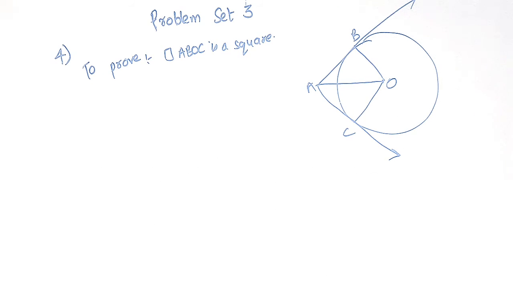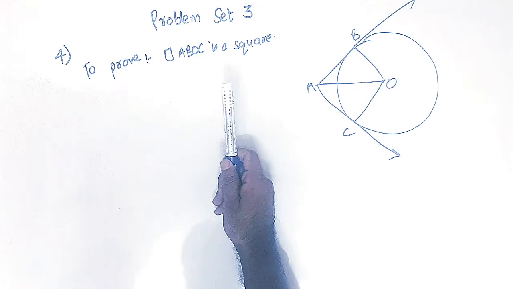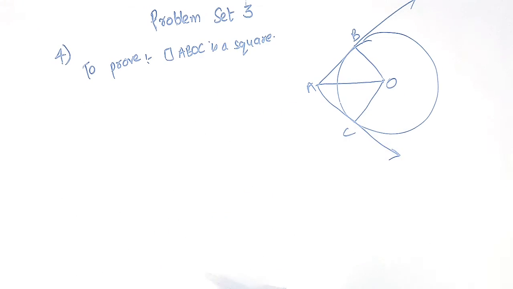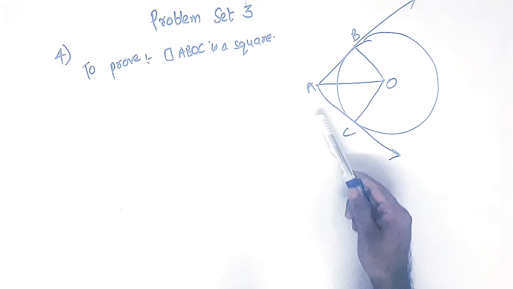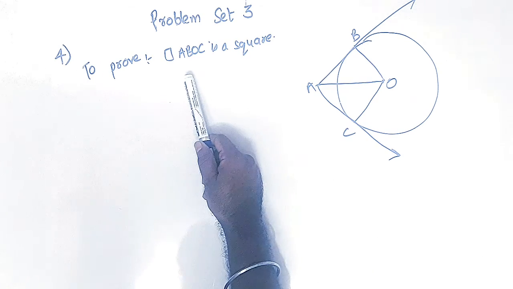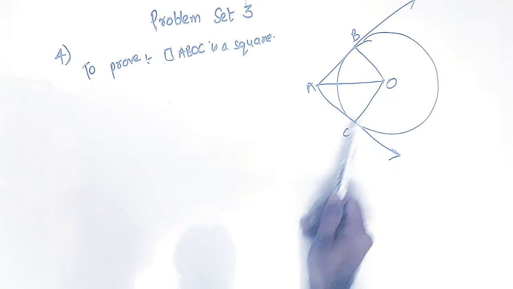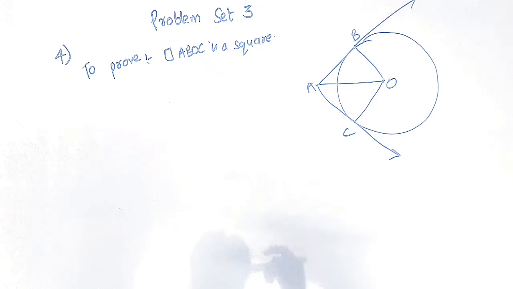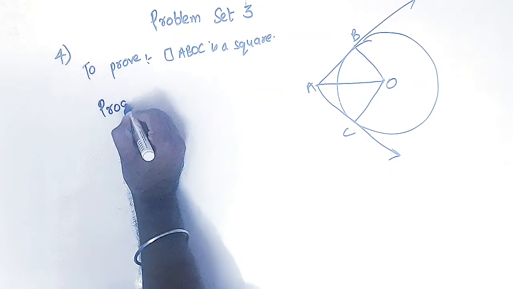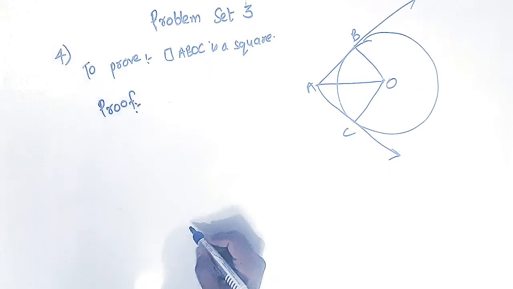Question number 4 of problem set 3. You can see here O is the center of the circle, and AB and AC are the tangents drawn to the circle. What we have to prove is quadrilateral ABOC is a square, which is very easy. So let us start.